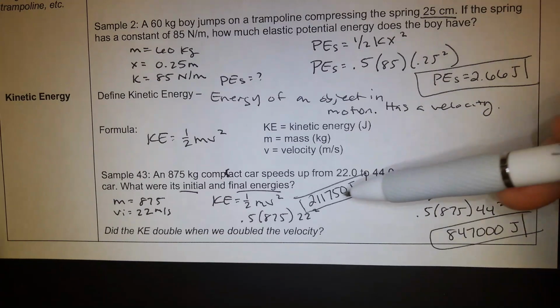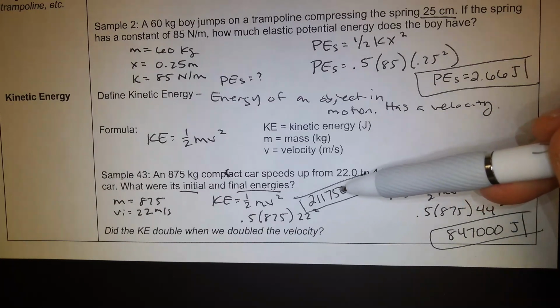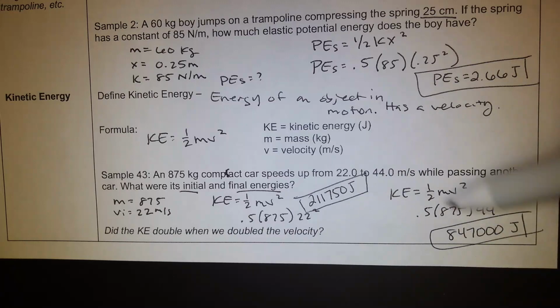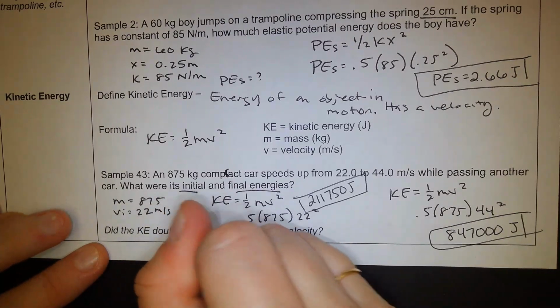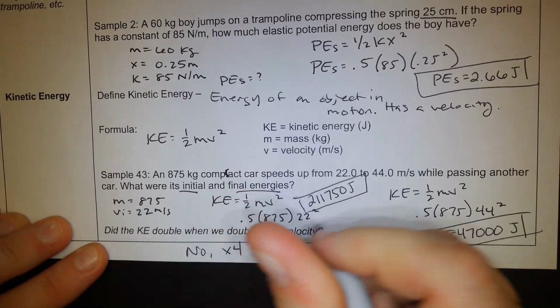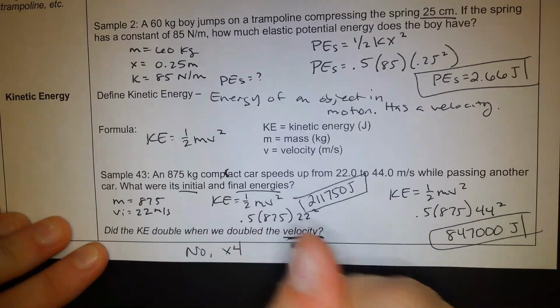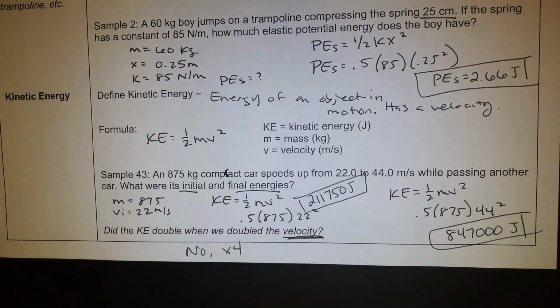All right, so I went ahead and did it. 211,000 versus 847,000. So did the KE double when we doubled the velocity? Nope, it quadrupled. Why? Because that velocity is squared. So again, keep that in mind.